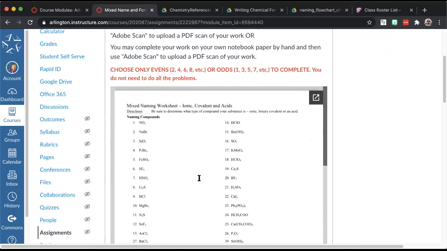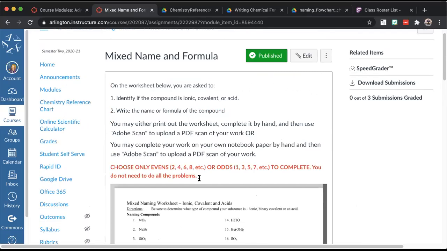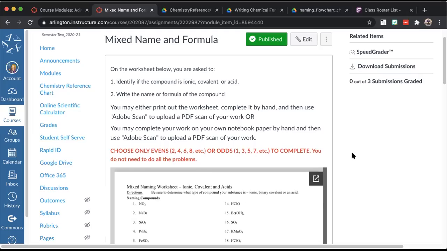And so on those, you would still, number one, tell me if it's ionic, covalent, or acid. But then the second part, you would be writing the formula of the compound, not the name, because you're given the name. So the way that you can do this is, if you have access to a printer and you would prefer to print out the worksheet and complete it by hand on the printer paper, and then use the Adobe Scan to upload that scan of the worksheet, that's fine.